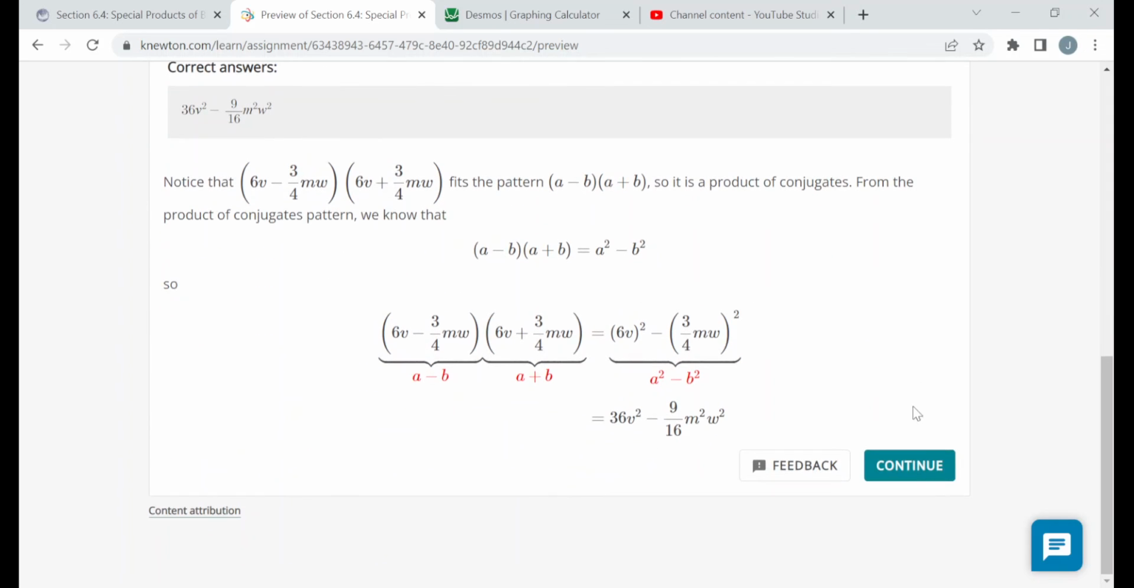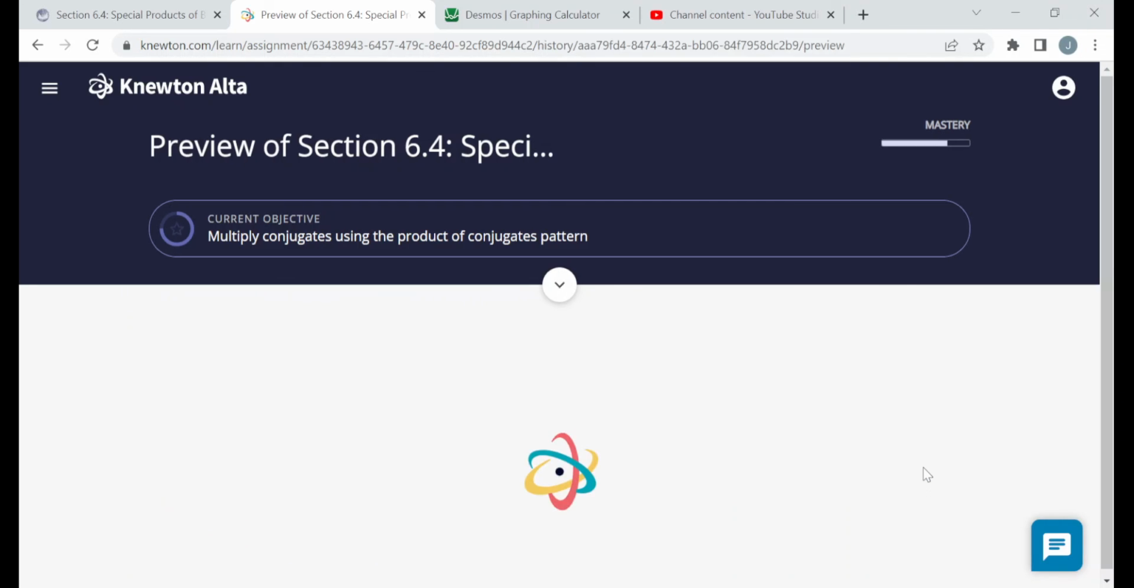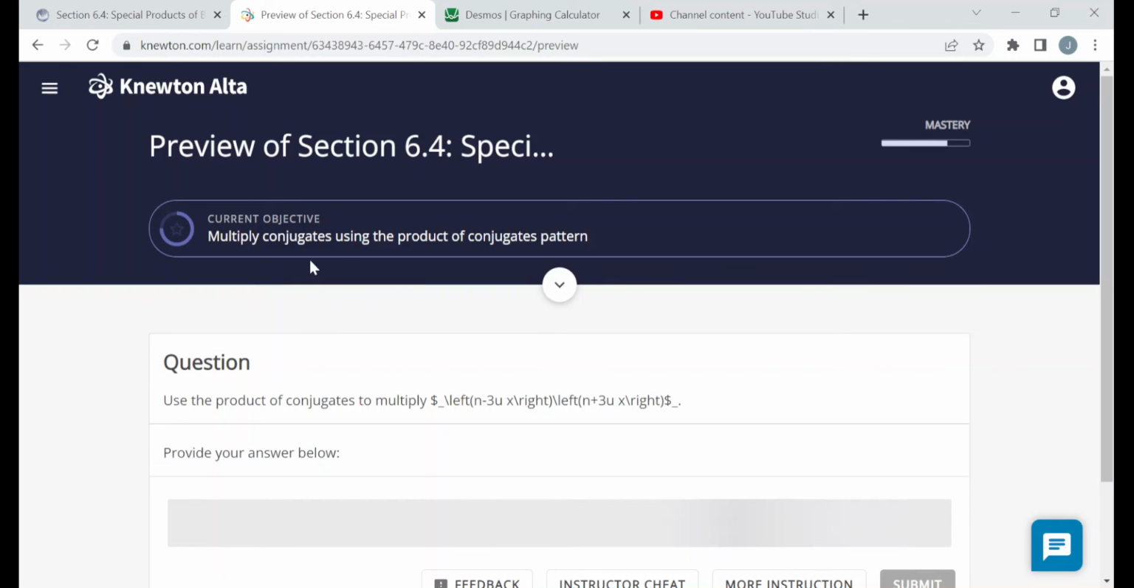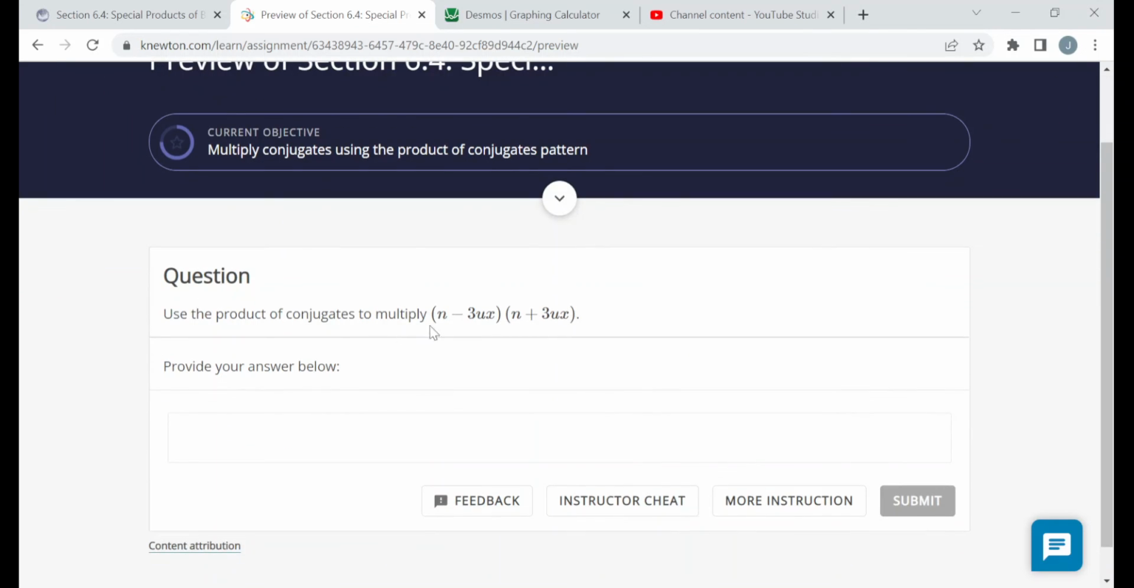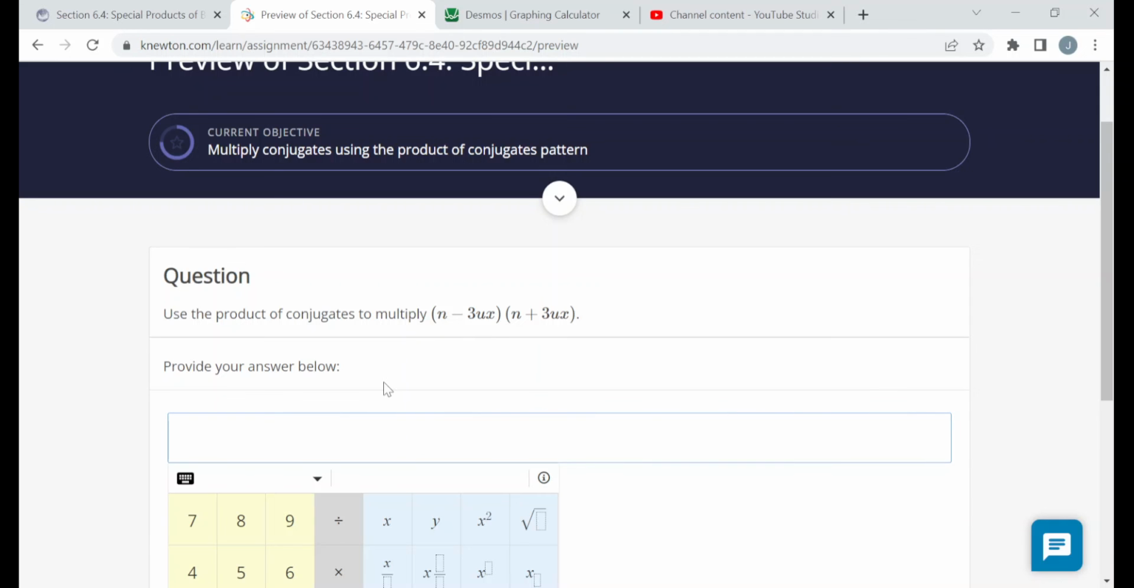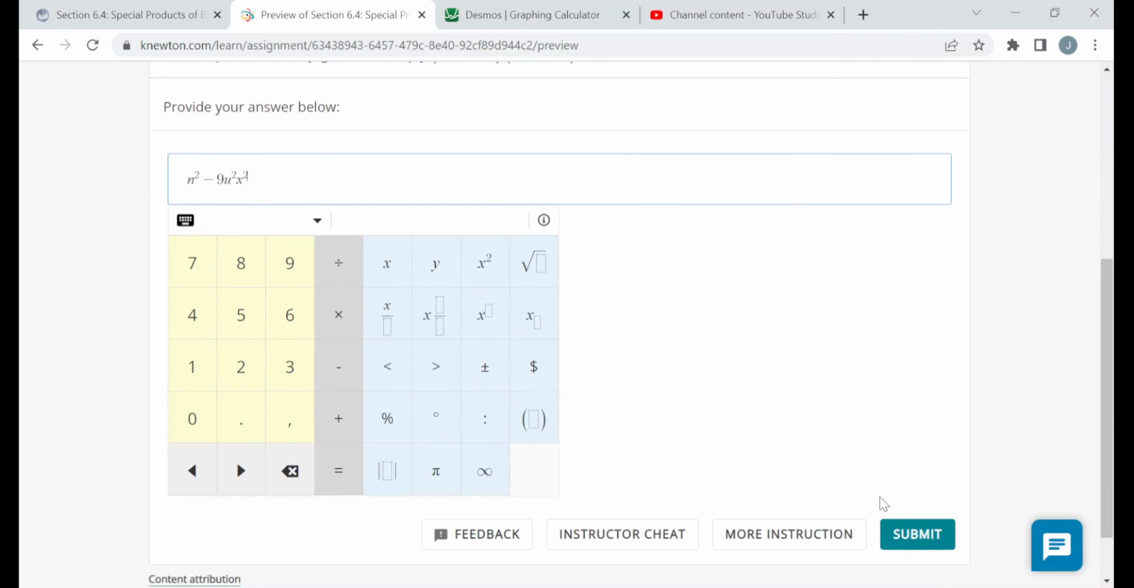Great. And again, more of the same, just either squaring a binomial or multiplying these conjugates. Here's another multiplying conjugates one. So n minus 3ux times n plus 3ux. A minus b times a plus b will be a squared, so n squared, minus, and then 3ux to the second power would be 9u squared x squared. And there you go. n squared minus 9u squared x squared would be the resulting product.